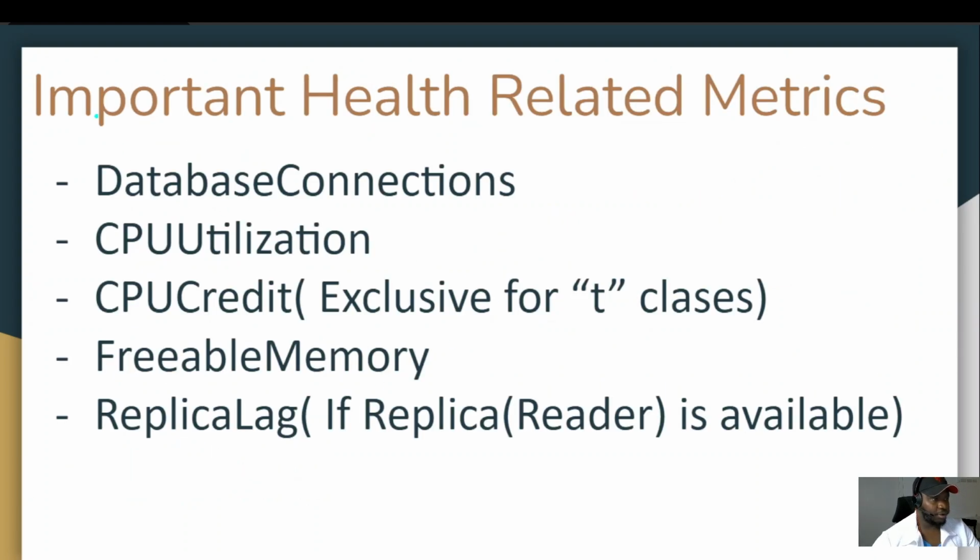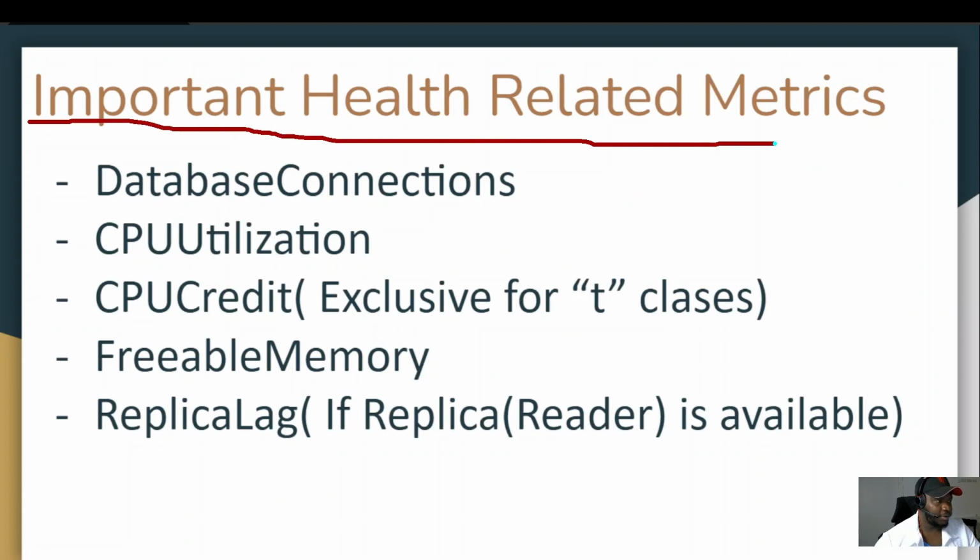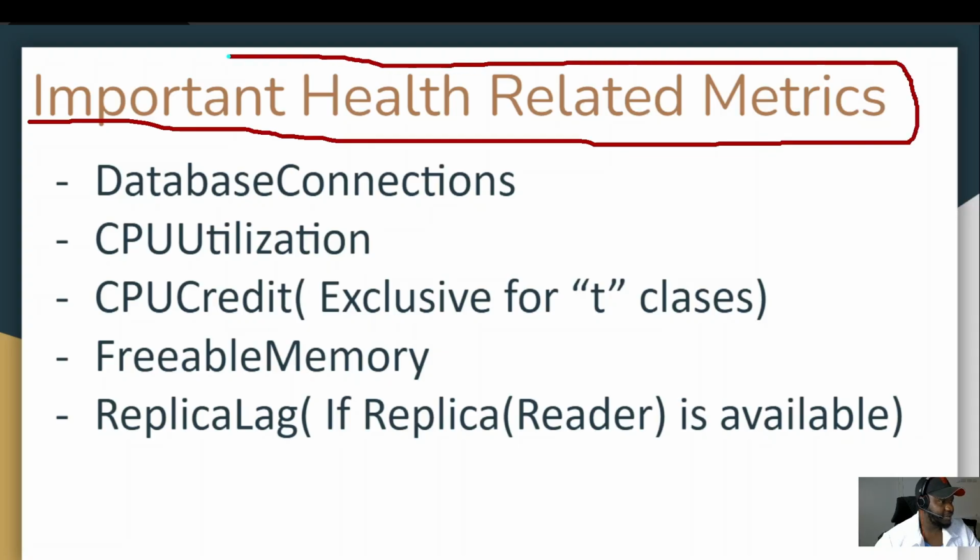From my experience, these are the most important health-related metrics as far as the RDS instance is concerned. The first one is database connections. The reason I brought database connections is that they influence CPU, and they also influence freeable memory. I look at this as one of the most important CloudWatch metrics to monitor.